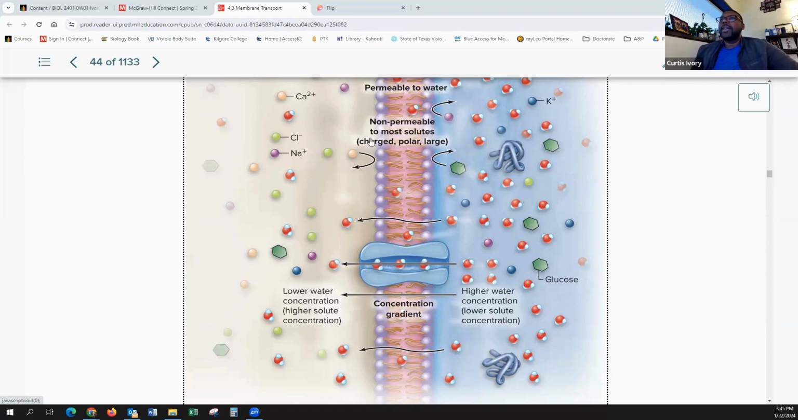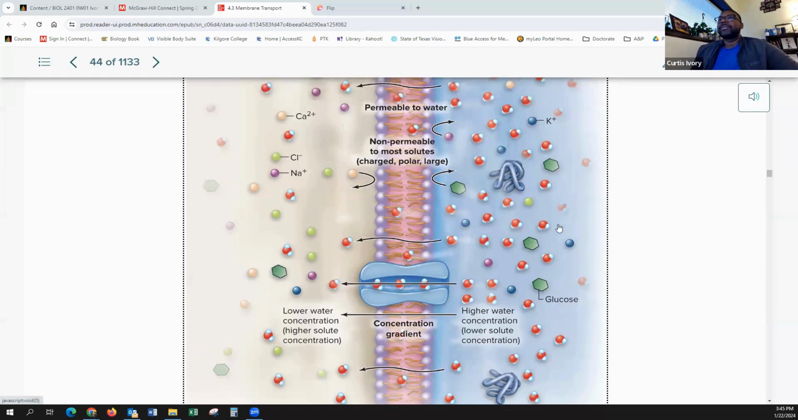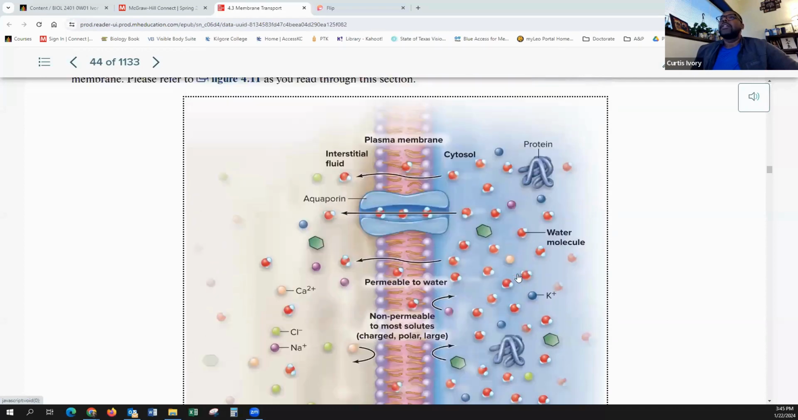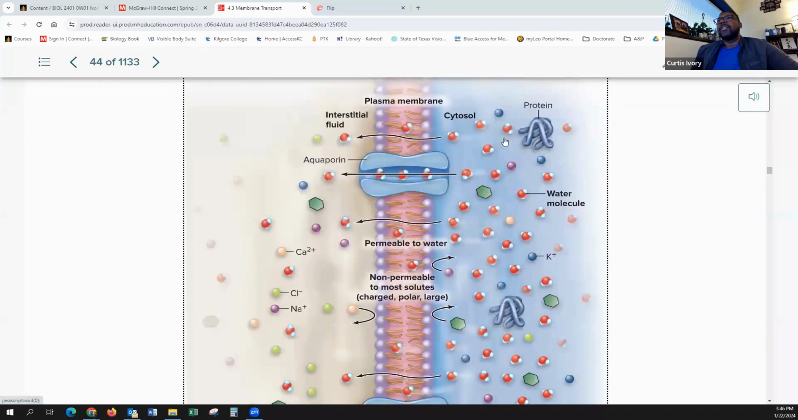Some things can pass the membrane that are small and non-polar, but if you are big or larger or polar, you're going to have to find a channel to get across, so like a little bridge, because you can't just climb across. So here's just a really good representation of how that works.